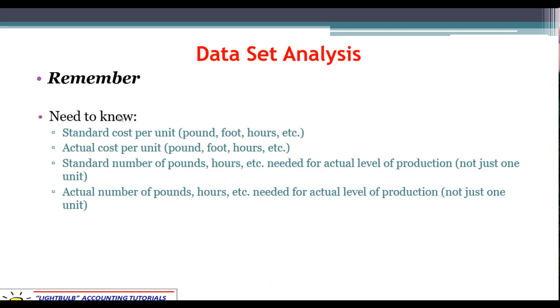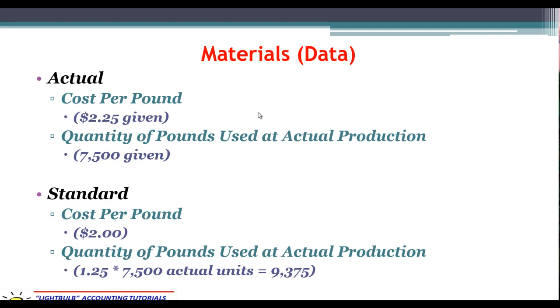So remember, to do our calculations, we need to know the standard cost per unit, actual cost per unit, and the standard number of pounds, hours, whatever input we have needed for the actual level of production. We may need to know how much for every individual unit, but we ultimately have to multiply it by the actual number of units produced. And then we have to know the actual number of pounds or hours actually used for that actual level of production. So let's take a look at how we get all those items.